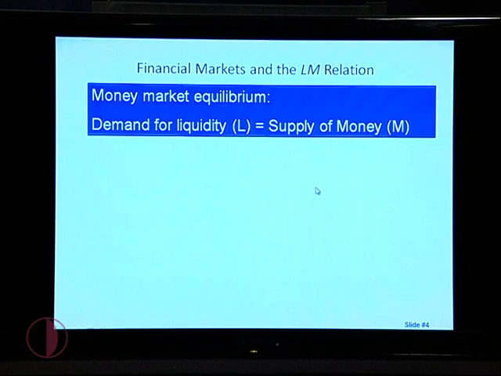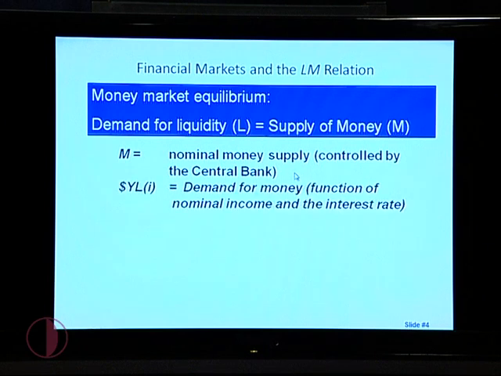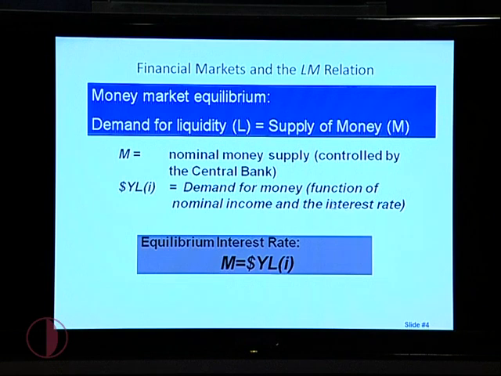Financial market and the LM curve. Money market equilibrium: money demand for liquidity, which is L, is equal to supply of money, M. Nominal money supply is controlled by the central bank. We have treated this earlier. Demand for money is a function of nominal income and the interest rate. The equilibrium interest rate is where the nominal money supply controlled by the central bank equals the demand for money, a function of nominal income and the interest rate.